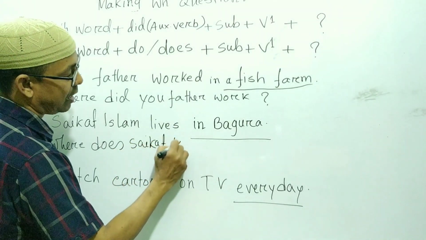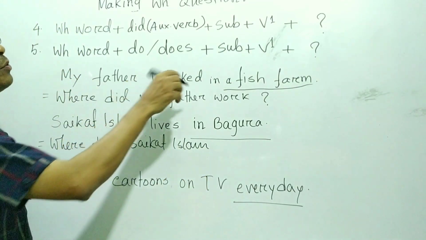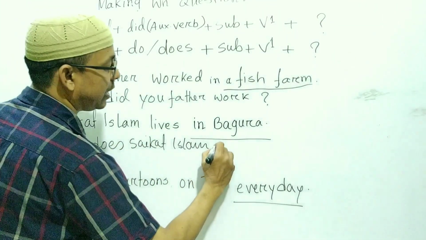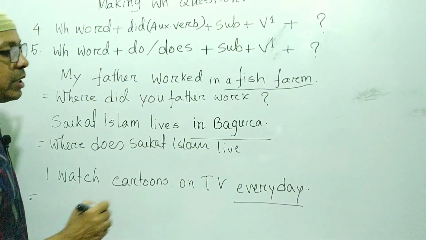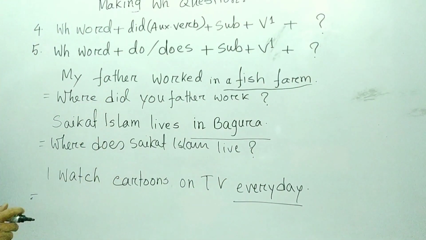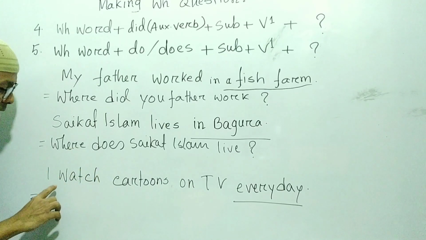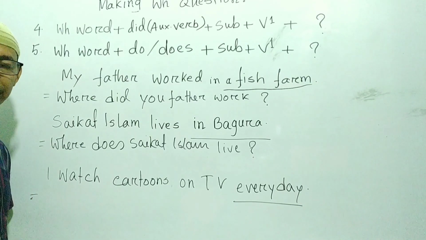Shoikut Islam. Then the V1, that means the present form of the verb live, only live will be used here. And the question mark at last. So, where does Shoikut Islam live? Okay. Now the third one. I watch cartoons on TV every day.